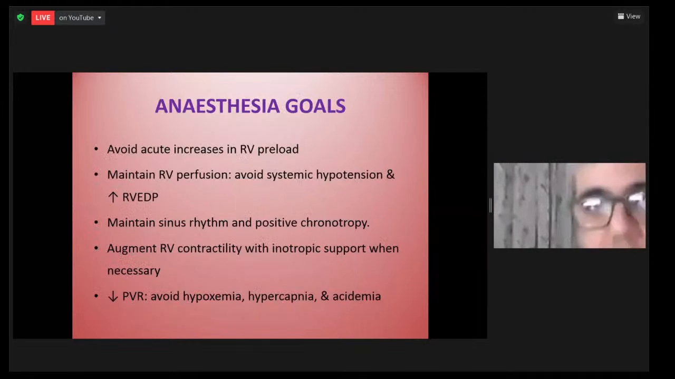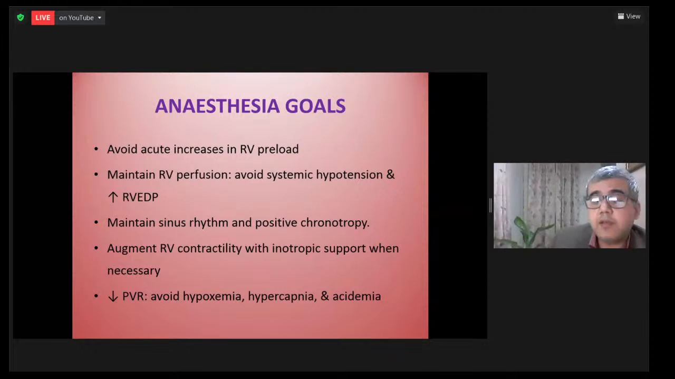The main anesthesia goals during a lung transplant are, firstly, to avoid any increase in the right ventricular preload. It is important to maintain RV perfusion by avoiding systemic hypotension and any increase in the right ventricular end diastolic pressure. Always maintain a sinus rhythm and positive chronotropy. RV contractility can be augmented using inotropes if and when necessary. Avoid any increase in pulmonary vascular resistance, so you have to avoid hypoxemia, hypercapnia, and acidemia. These should be avoided at all costs.